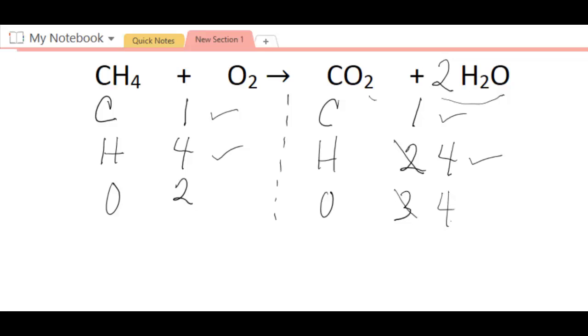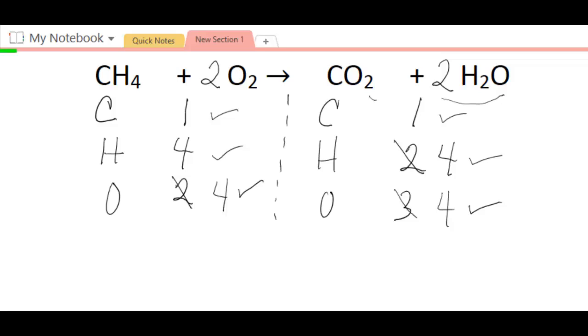So just looking at that, you can see that oxygens are still not balanced because there are 4 on the right-hand side and 2 on the left-hand side. What you can easily do to get 4 on the left-hand side is put a 2 in front of the oxygen molecule reactant. So now you're going to have 4 oxygens on the left-hand side and 4 on the right-hand side. So your equation is balanced.